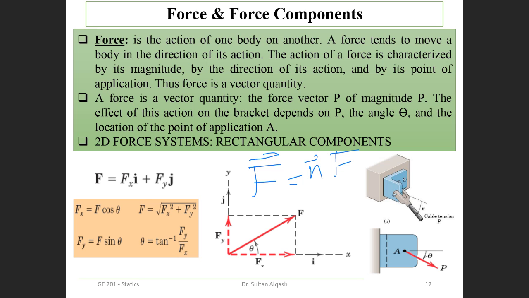Clear? So you can see it clearly here, right? So this is a component. Any vector in space can be divided into components in the x-axis and y-axis in the case of two-dimensional space, and in the case of three-dimensional space, it is x, y, z. So in three dimensions, we just add one more term here.